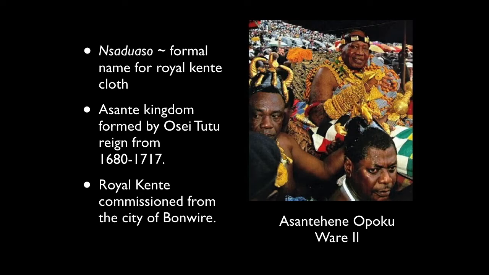Unsaduaso is the formal name for royal Kente cloth. These royal Kente cloths are designs that are specifically made for the Asante Hene, who is the king of the Asante kingdom. And the wearing of this royal regalia is an important part of the ceremonial practices established in the Asante kingdom, which has been around since about the 1680s, 1770. Royal Kente, commissioned from the city of Bonwire, is the most famous of all, and that is where all of the major Kente production exists today.